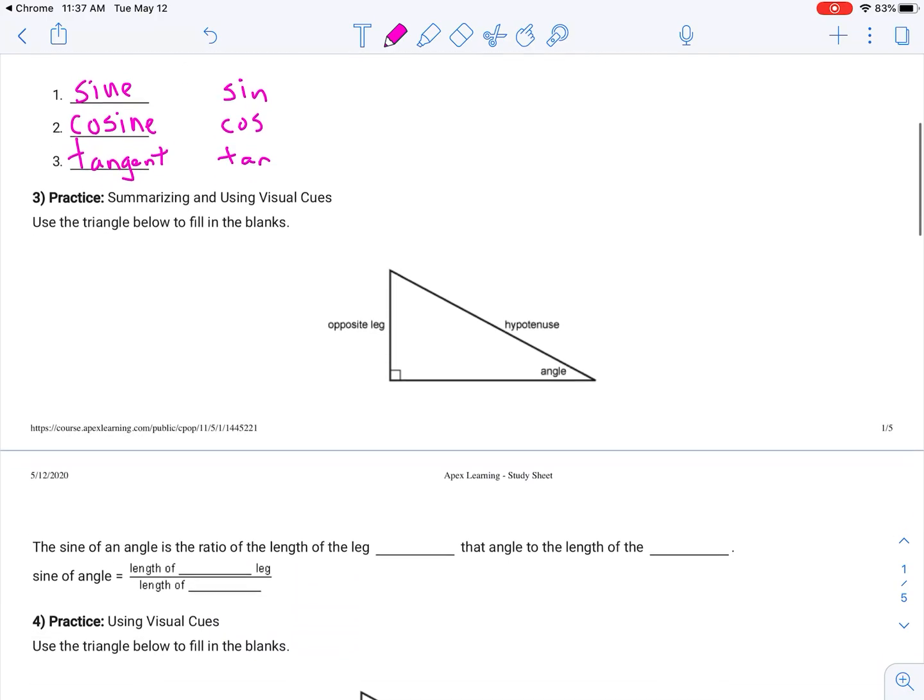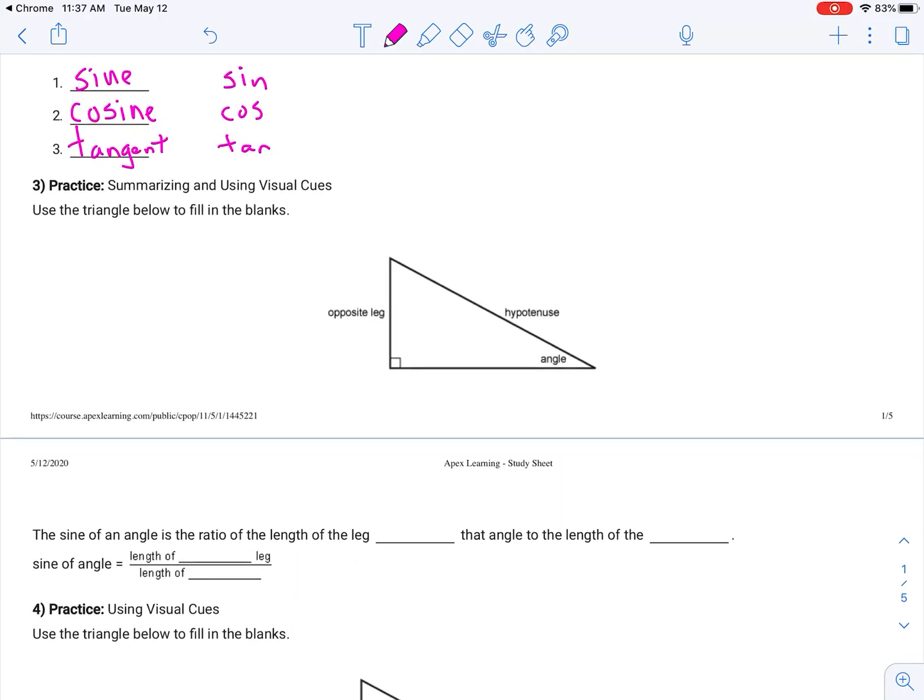Okay, summarizing and using visual cues, use the triangle below to fill in the blanks. Okay, so here we have our angle. And you can choose either angle. I could choose this one, or I could choose this one. You can't choose the 90 though, okay? So you choose one of the acute angles, and then you decide what side is what.